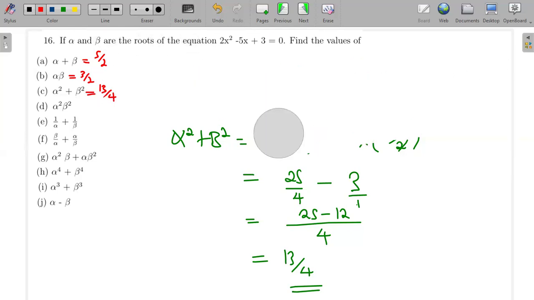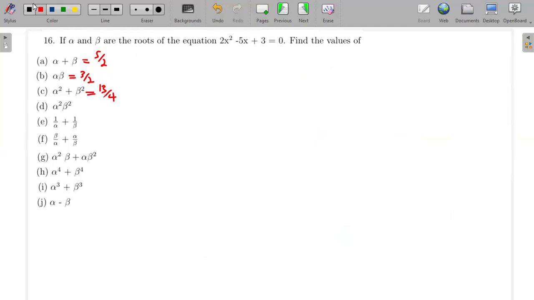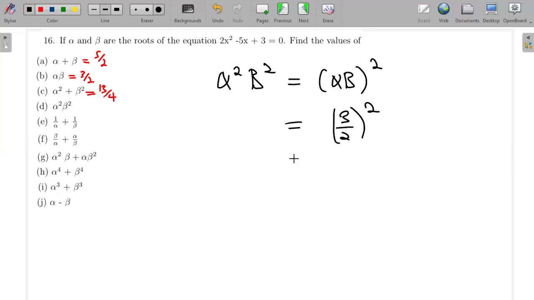Okay, we'll move on to the next one. The next one is very easy. We have alpha squared, beta squared. So you see that the power there is common. So I can factorize it to have alpha beta and then the squared outside. Okay, but I know the value of alpha beta. So that is 3 over 2 and then squared. So this will just give me 9 over 4. Okay, I get 9 over 4 here.